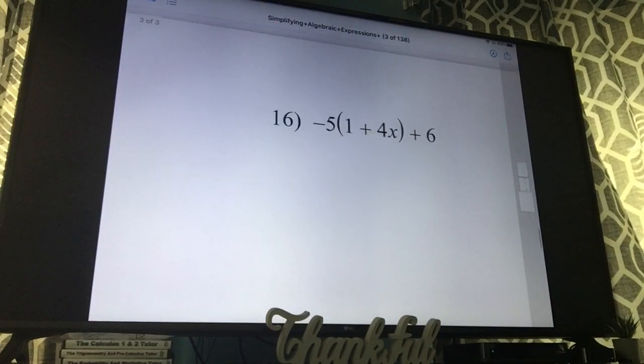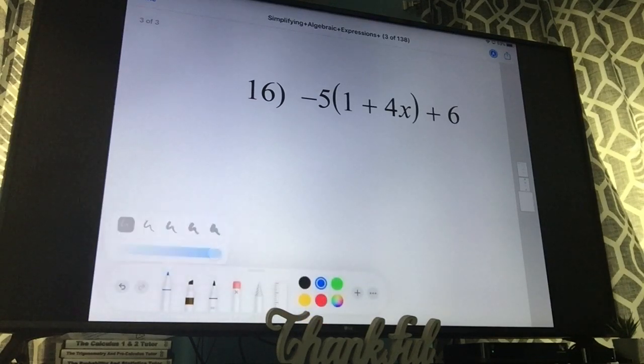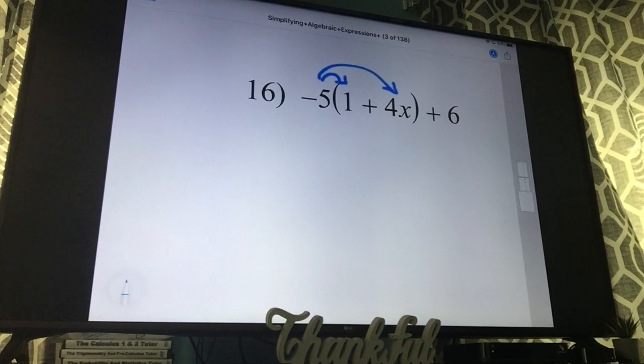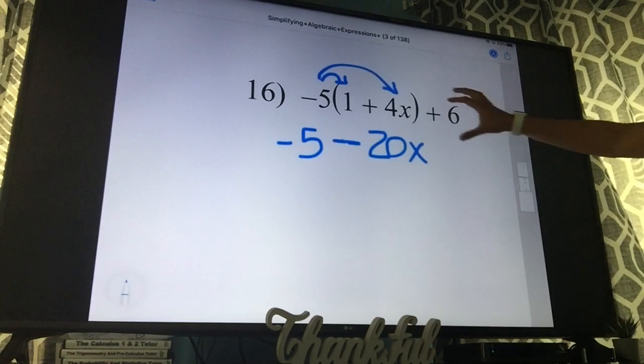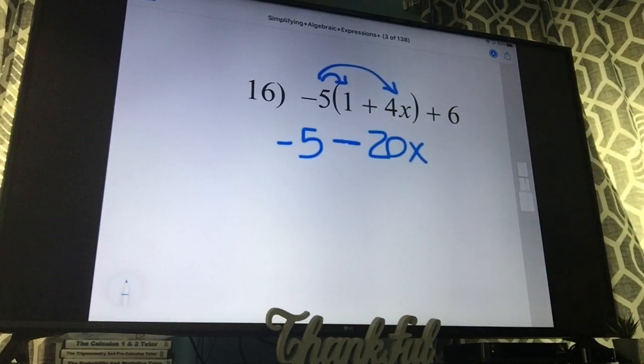Okay, 16. Same thing, we have parentheses, so we need to distribute first. Distribute is just a fancy way of saying multiply, okay? So, boom, boom. Negative 5 times 1 is going to be negative 5. Negative 5 times positive 4 is going to be negative 20x. Okay? And nothing's going to happen with this 6x, because we're only multiplying within the parentheses. So the plus 6x is just going to drop down.